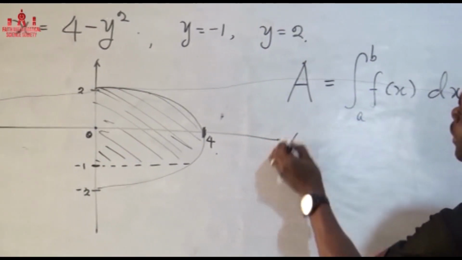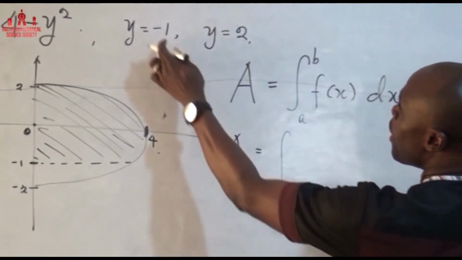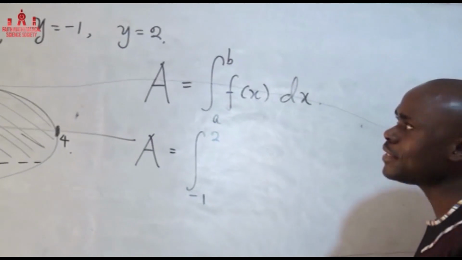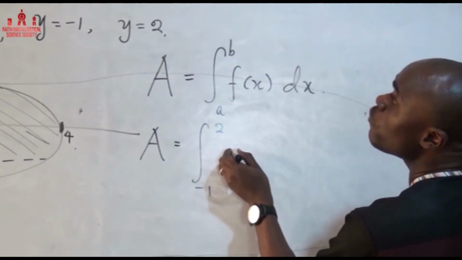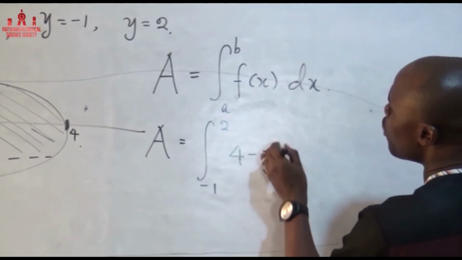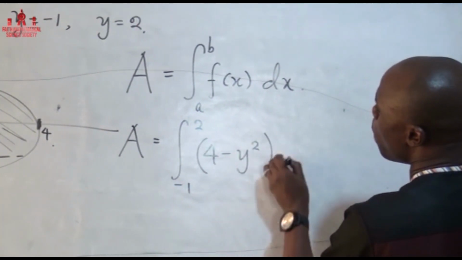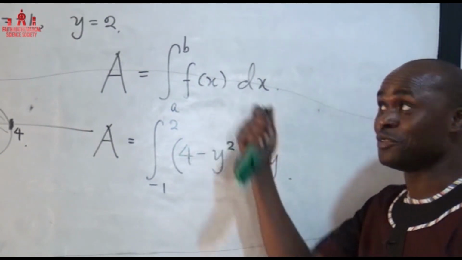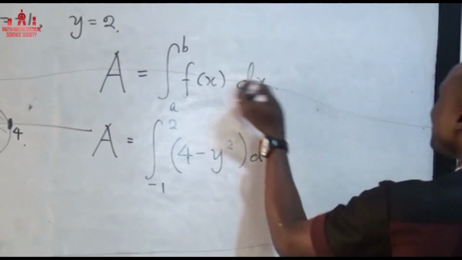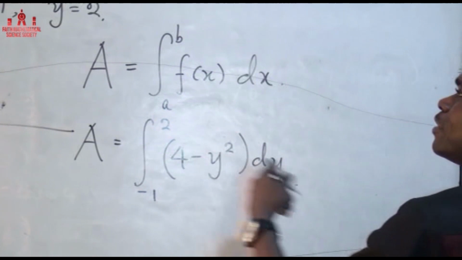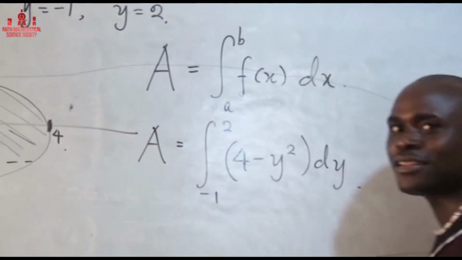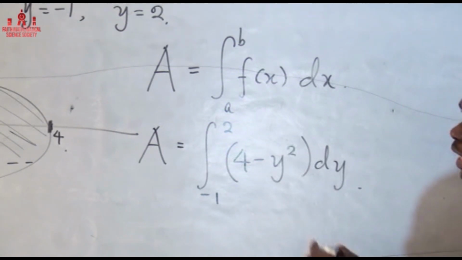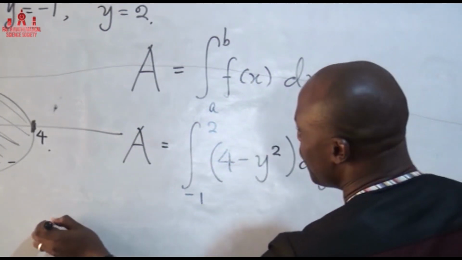So the area under this curve is going to be from minus 1 to 2, and this is going to be f of y. In this case, you're going to be having the function there, 4 minus y squared dy. So we are going to integrate with respect to dy, not with respect to dx this time. So this would have been applied when we have a function of x, but this is a function of y. So we have a function of y, 4 minus y squared, and we have dy. Let's see if we can integrate this very fast.